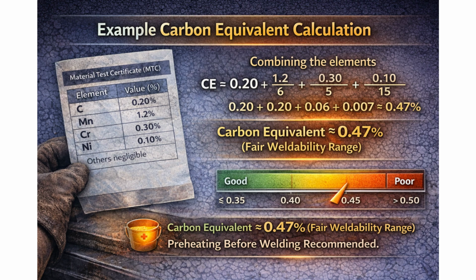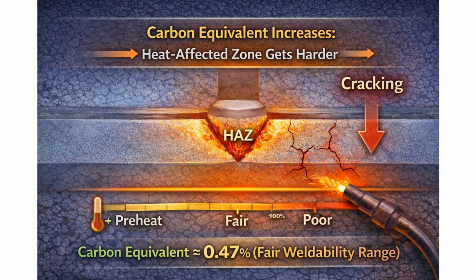This tells us that the steel falls into the fair weldability range. In practical terms, this means welding is possible, but precautions are necessary. Preheating the material before welding is strongly recommended to reduce the risk of cracking and to ensure a sound weld. If carbon equivalent is high, several issues may occur. Higher risk of hydrogen-induced cold cracking, increased hardness in the heat-affected zone, requirement of preheat, slow cooling, low hydrogen electrodes, or post-weld heat treatment. High CE doesn't mean you can't weld, but it does mean you need a better welding plan.